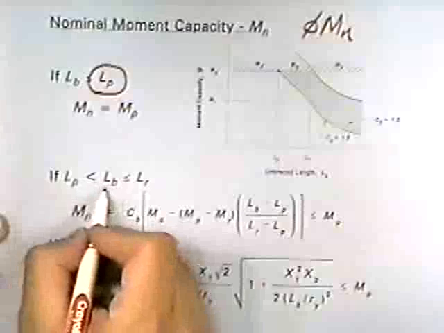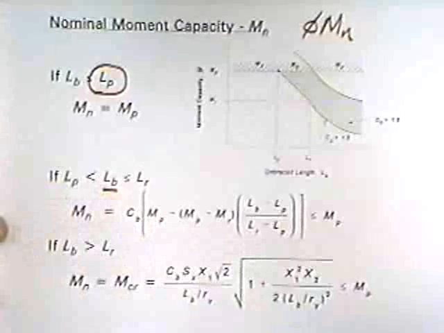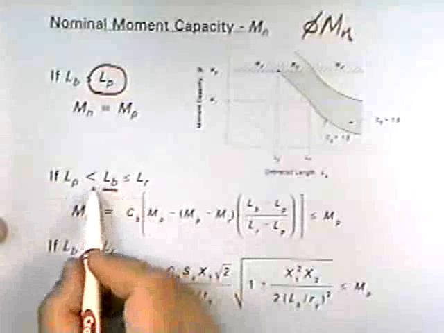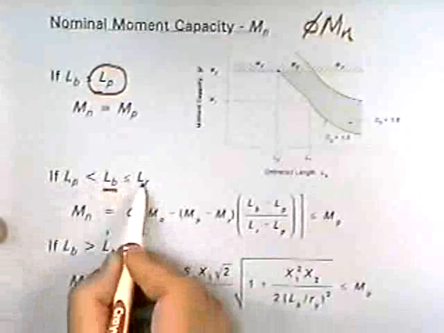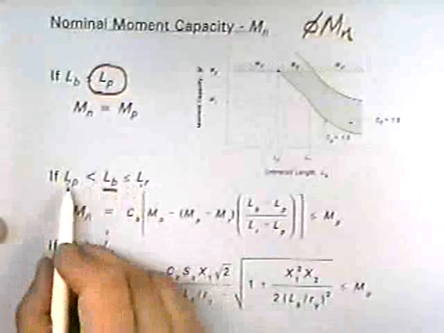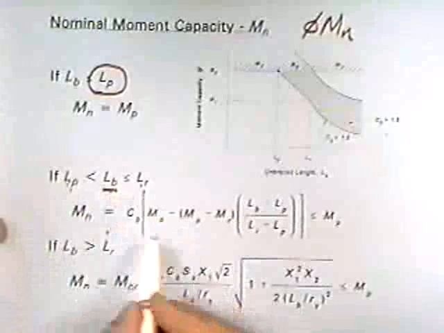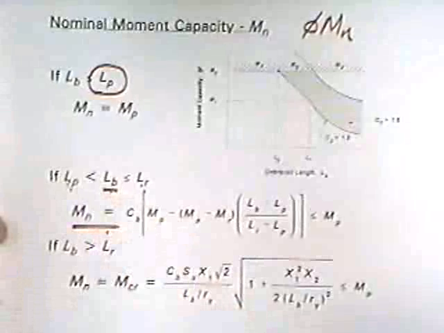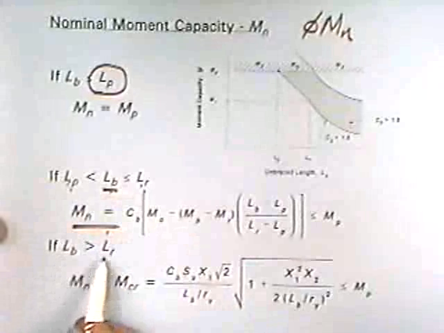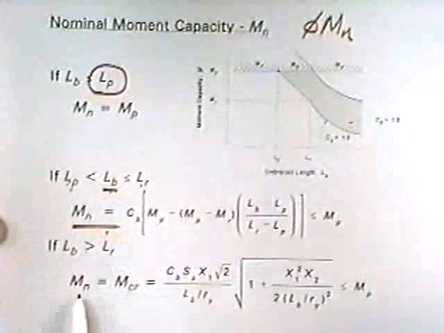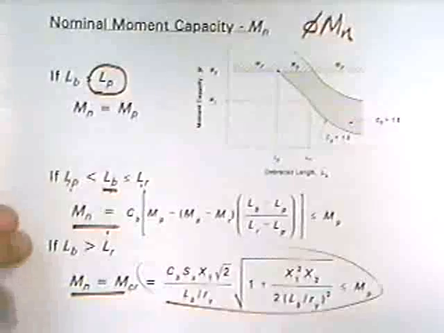However, if you cross that threshold with your unbraced length, then you have to start reducing your moment capacity to prevent lateral torsional buckling. For this equation, you have an upper and lower limit. When L sub b, the unbraced length, is between L sub p and L sub r, then the moment capacity is given by this. When you get over that, again, it's acting like a long, slender column. Then you have to reduce the moment capacity even further, and it's defined by this equation.